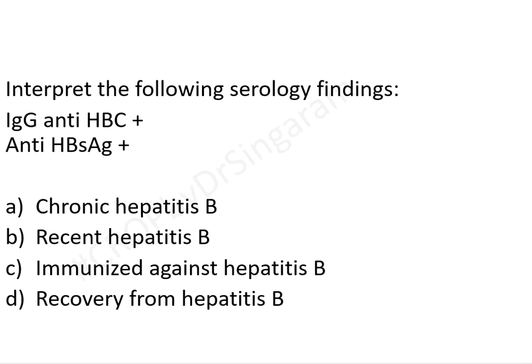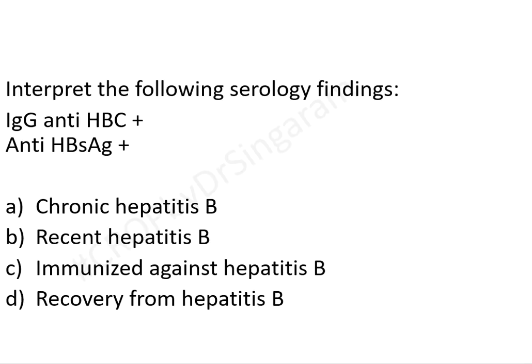A very important, very important topic. We always say so many times in the classes that the interpretation of hepatitis B serology is very important, and they have asked this time also. Interpret the following serology findings. IgG anti-HBc is positive, anti-HBsAg is positive. What would be the diagnosis in this case?